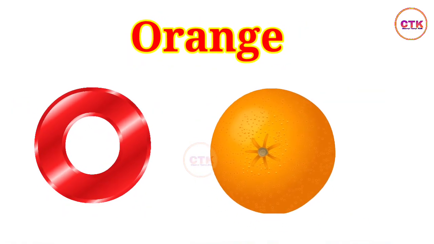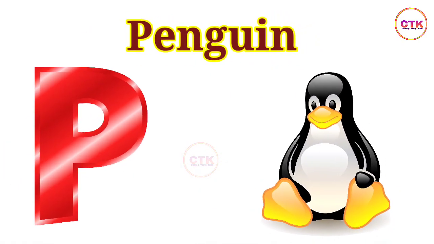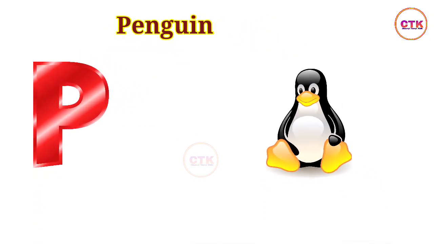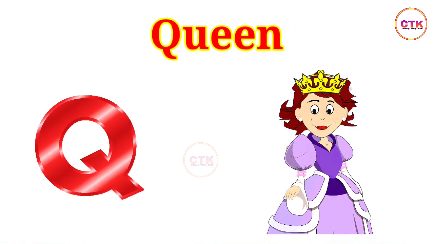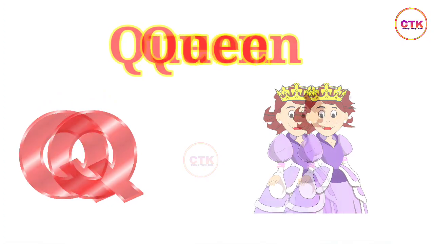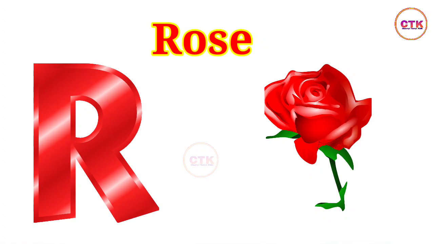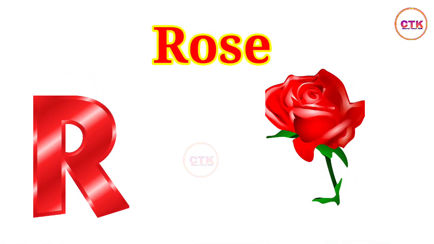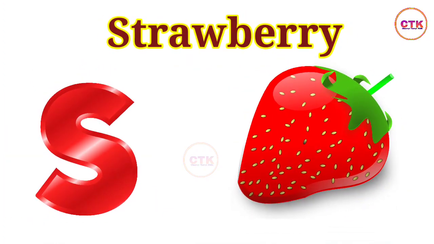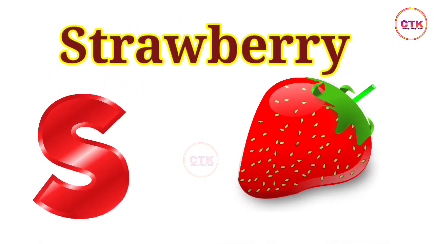O for orange. P for penguin. Q for queen. R for rose. S for strawberry.